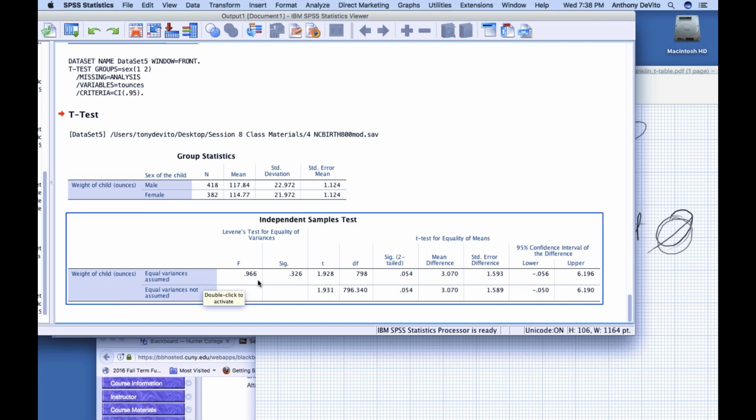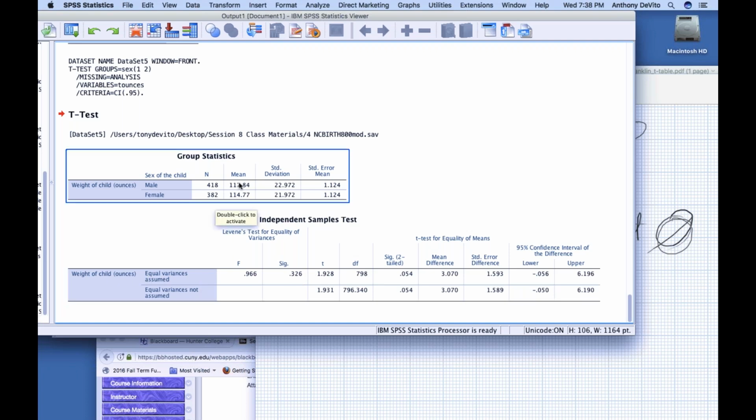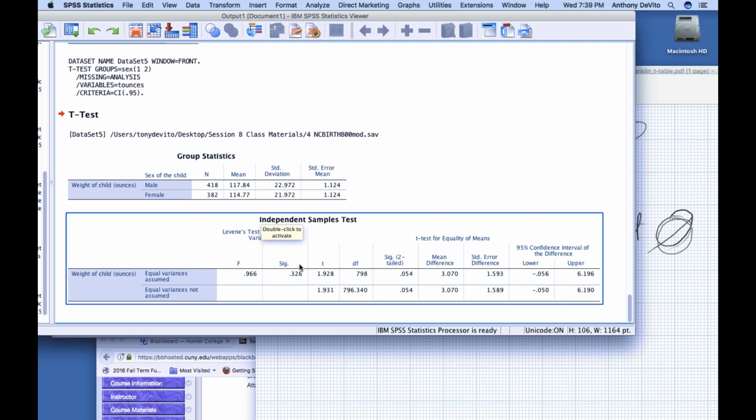And indeed, if I look at this test for equality, the significance is 0.326, right? Way bigger than 0.05, which confirms I'm sticking with the top row. I would only use the bottom row if this was less than 0.05. So 117 minus 114 divided by the standard error, 3 divided by the standard error, right? Let's see. That's going to come out to a t-score of 1.928. And how many degrees of freedom? 798 degrees of freedom. That is the two groups, 800 altogether.